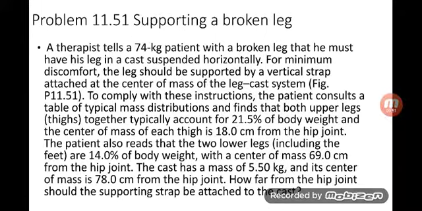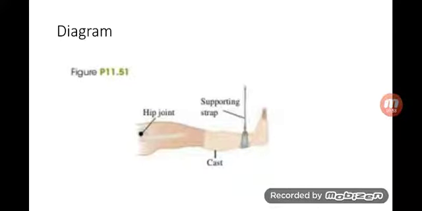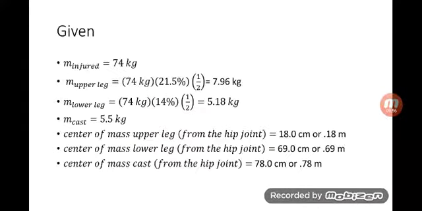So, here's figure 11.51. So there's a hip joint, cast, and a supporting strap. So the mass of the injured person is 74 kilograms. To find the upper leg, it's 21.5% of the total body mass. So multiply that by one half, since you have two legs, and you get 7.96 kg. Same goes for the lower leg, multiply it by 14% times one half and you get 5.18 kg. And the mass of the cast is 5.5 kg.